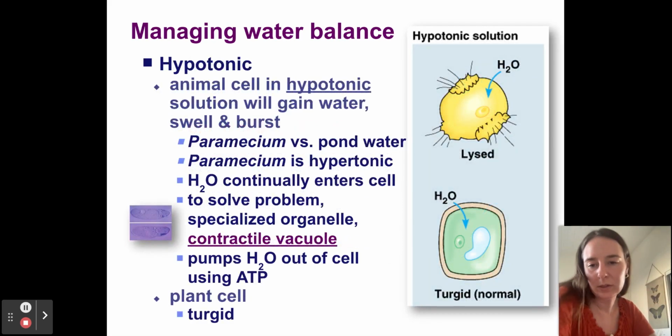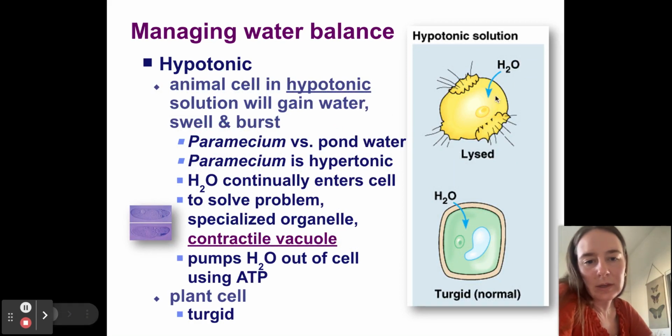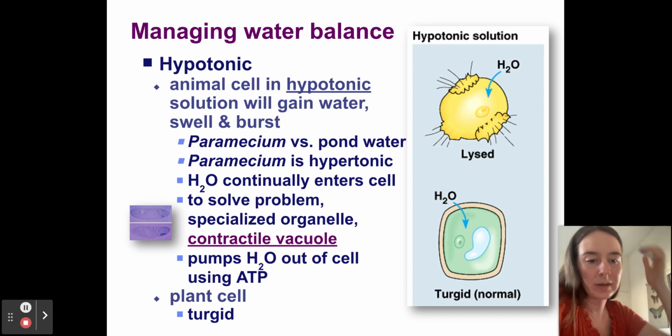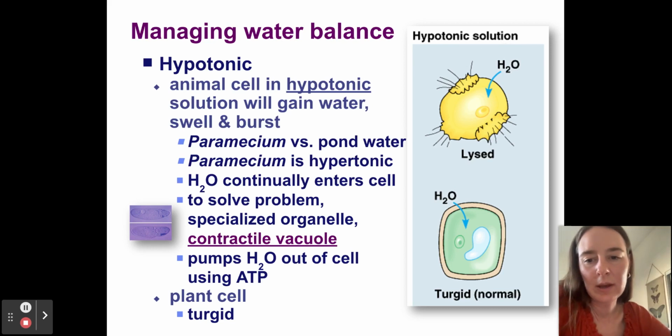Let's look at the hypotonic solution. So this is a review. Here's an animal cell, and remember, hypotonic means there's more water compared to solute on the outside. Because there's more water on the outside, it will flow into the cell, and the cell will burst because it will expand out too much.